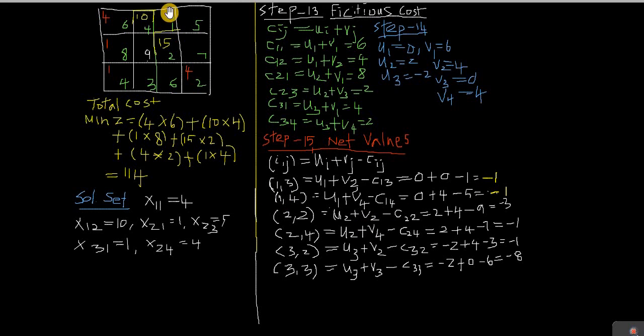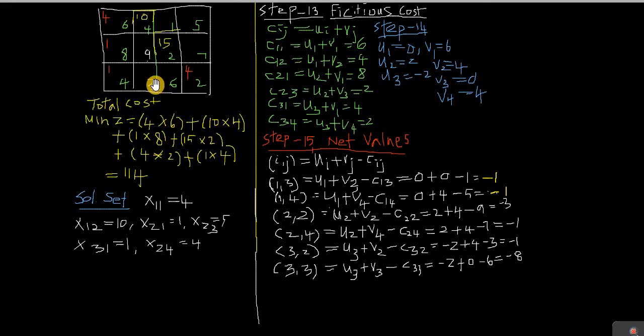Second one, 1 4. The formula is U1 plus V4 minus C14, that equals 0 plus 4 minus 5, equal to minus 1. The next cell is 2 2, equal to U2 plus V2 minus C22, that equals 2 plus 4 minus 9 equals minus 3. Then 2 4, I see that minus 1.